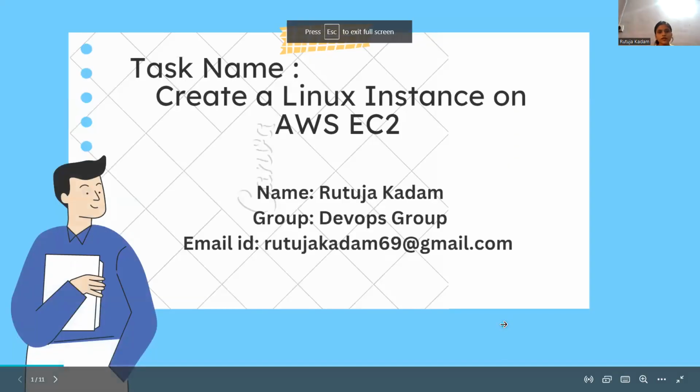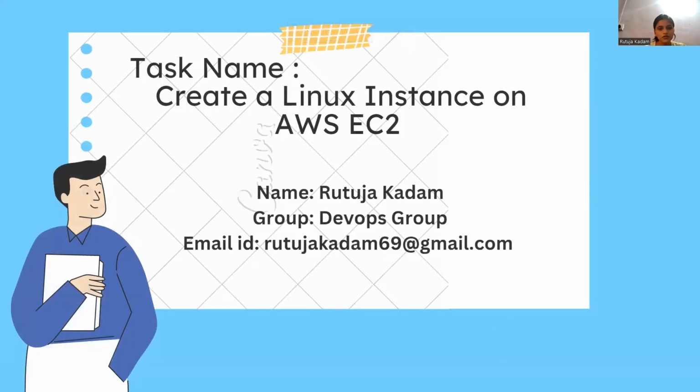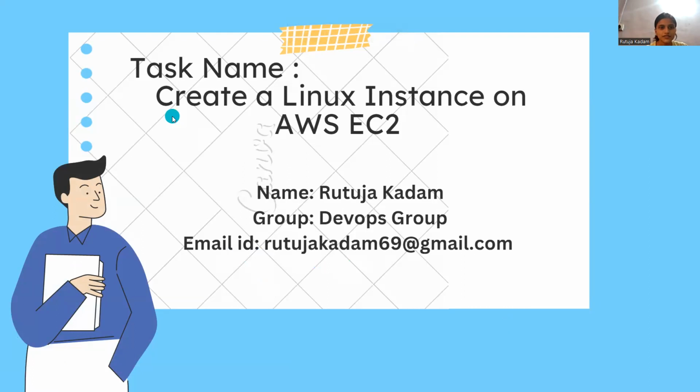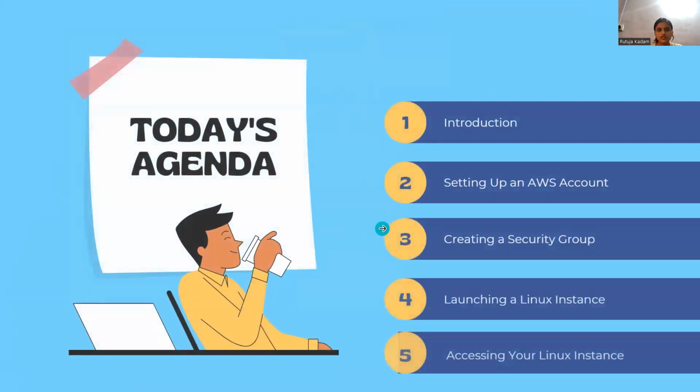So, hello everyone. My name is Rutuja Kadam. I am from the DevOps group. My contact information: my email ID is rutuja69@gmail.com, and the task name is create a Linux instance on AWS EC2. So today's agenda: the first one is an introduction to Amazon AWS EC2, second, setting up an AWS account, third, creating a security group, fourth, launching a Linux instance, and fifth, last but not least, accessing your Linux instance.